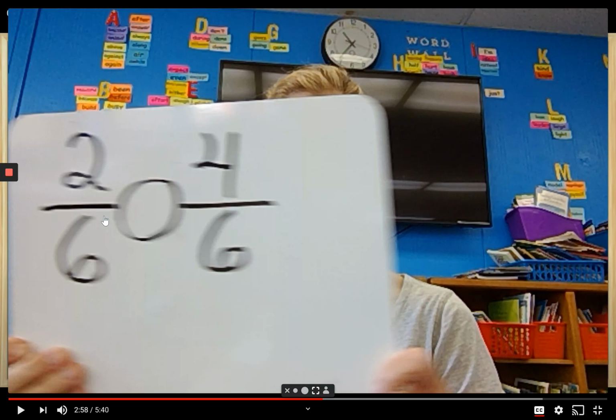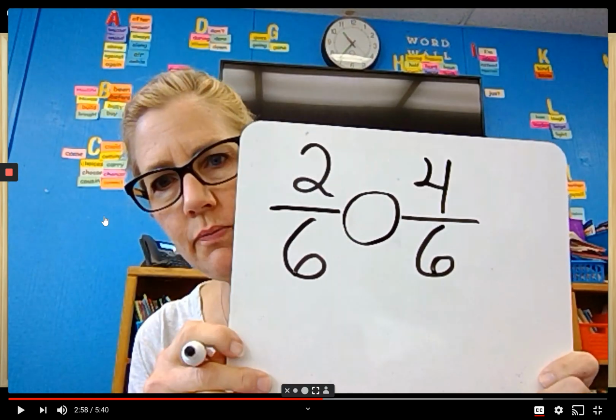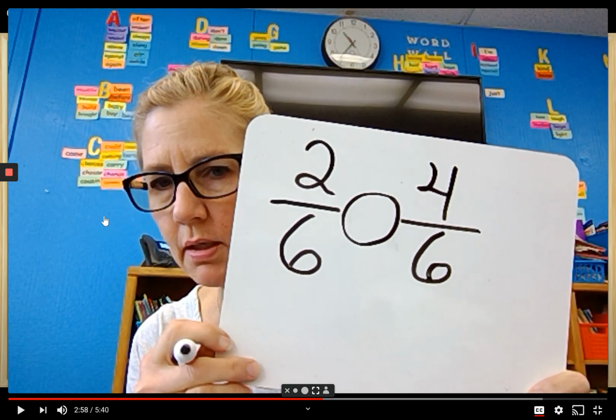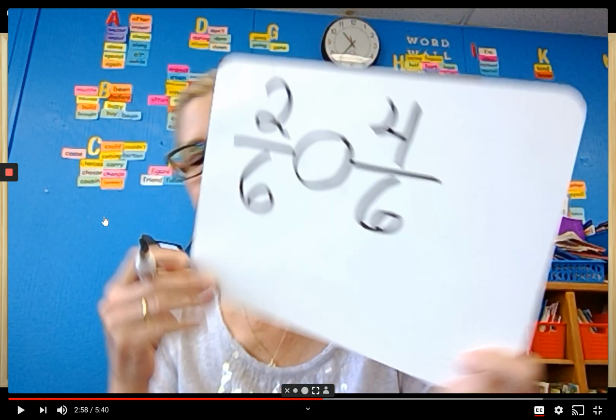Got that on your whiteboard, paper, whatever you're working on? All right, 2/6 and 4/6. One's bigger than the other one. So let's make a model, so we can compare. Let's do a rectangle this time. Now, if you guys have fraction strips, you could grab those too. I did a pretty good job on mine. It's not perfect, but it'll do the job. 1, 2, 3, 4, 5, 6. 1, 2, 3, 4, 5.